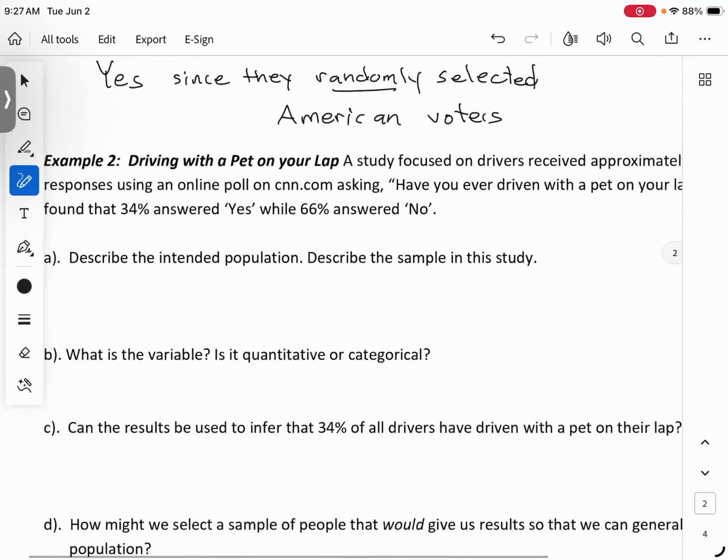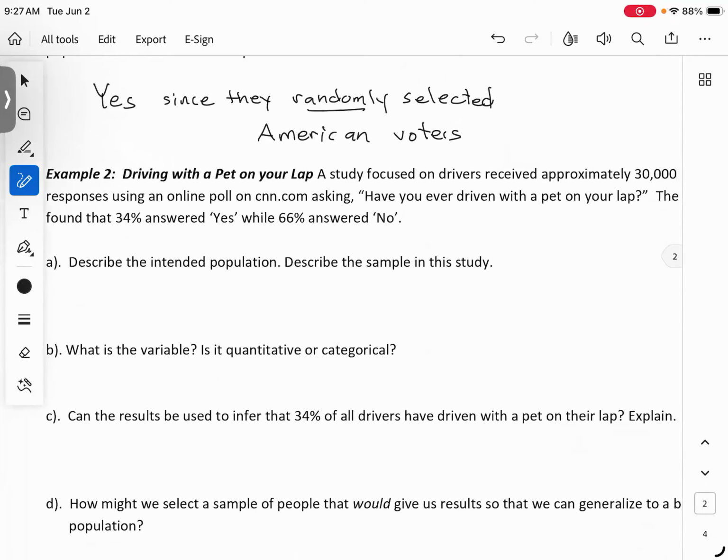Now, here's one to contrast that one. It says driving with a pet on your lap. So the study focused on drivers. So those are the cases.